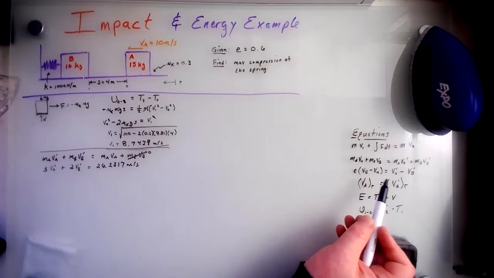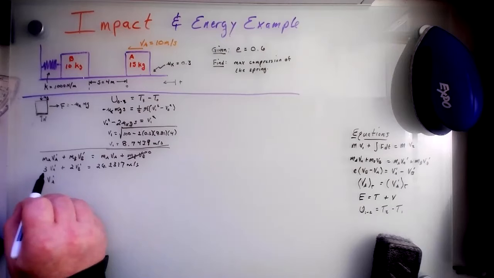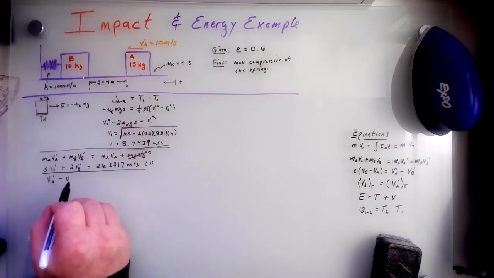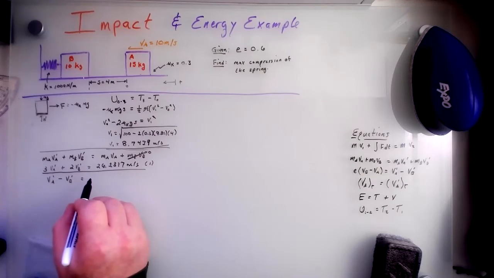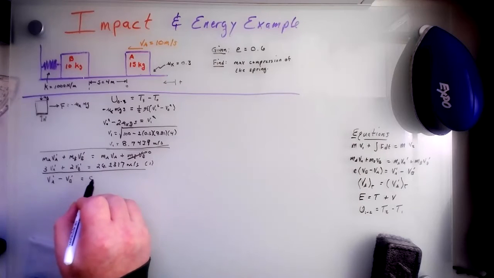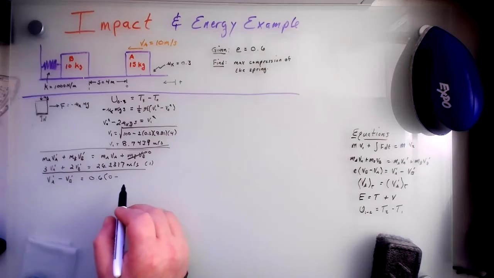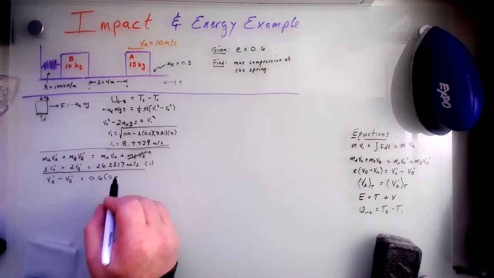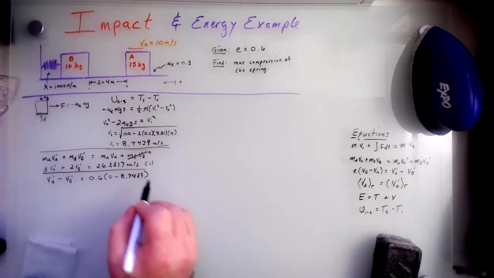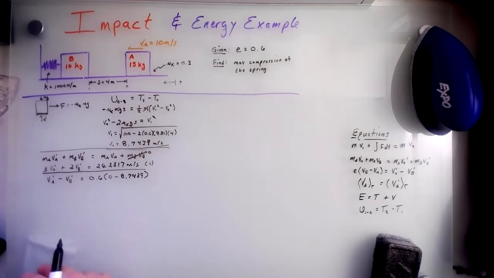Okay, and similarly, we can do the same thing with this equation. So V prime A, let me circle this, we'll call this 1. VA minus V prime B is equal to E times, and we can just use the value, right? 0.6. And that is going to be VB, which is 0, minus VA, which is 8.7439. And if we solve this for VA prime, we can substitute this into equation 1.